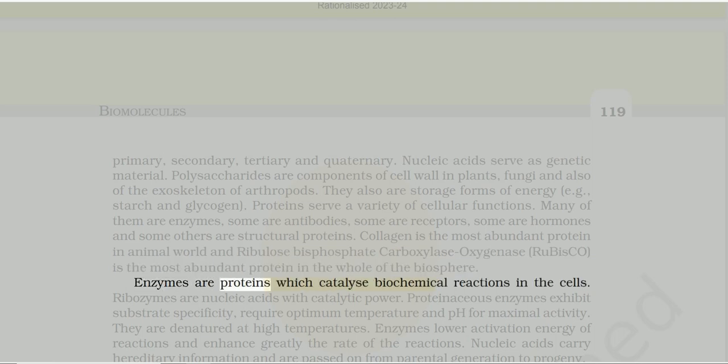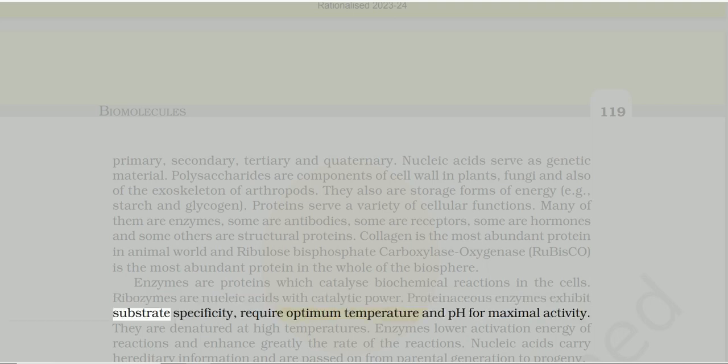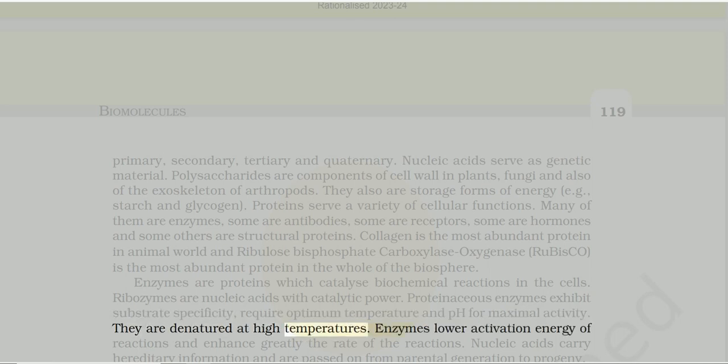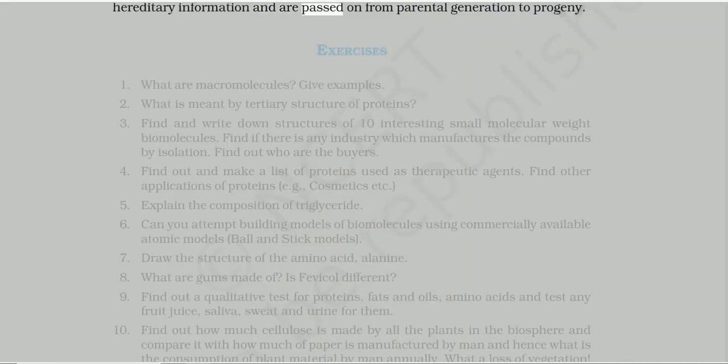Enzymes are proteins which catalyze biochemical reactions in the cells. Ribozymes are nucleic acids with catalytic power. Proteinaceous enzymes exhibit substrate specificity, require optimum temperature and pH for maximal activity. They are denatured at high temperatures. Enzymes lower activation energy of reactions and enhance greatly the rate of the reactions. Nucleic acids carry hereditary information and are passed on from parental generation to progeny.